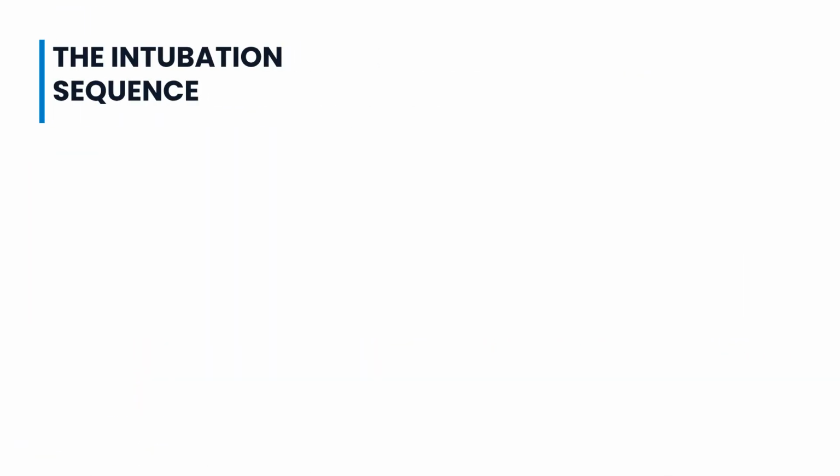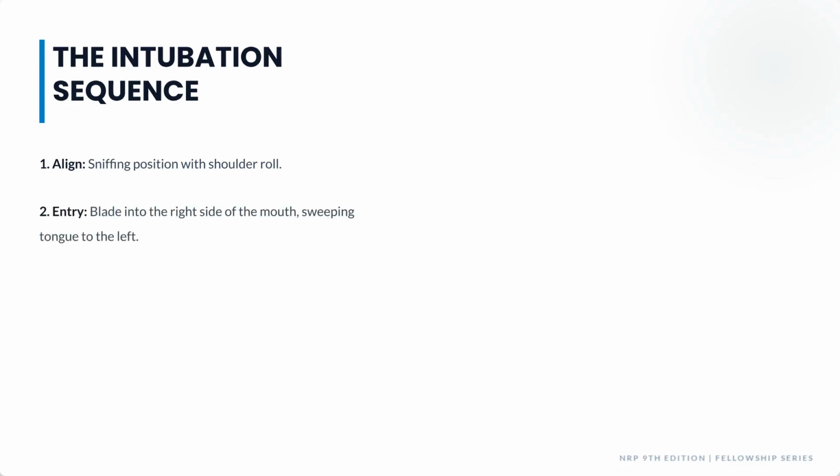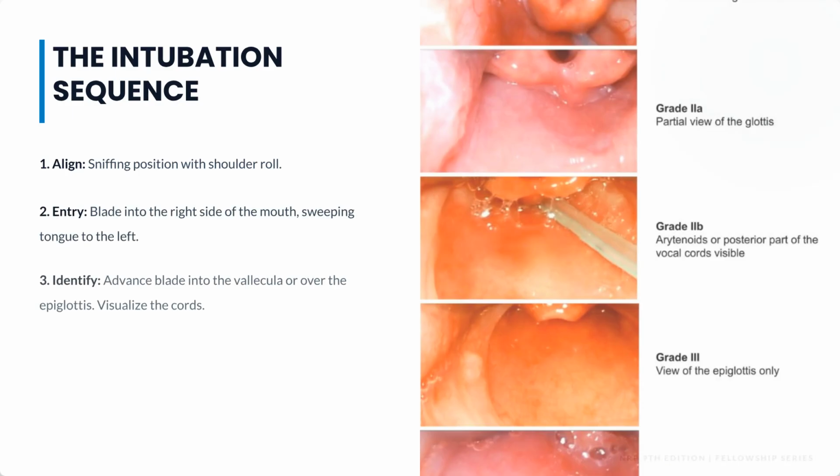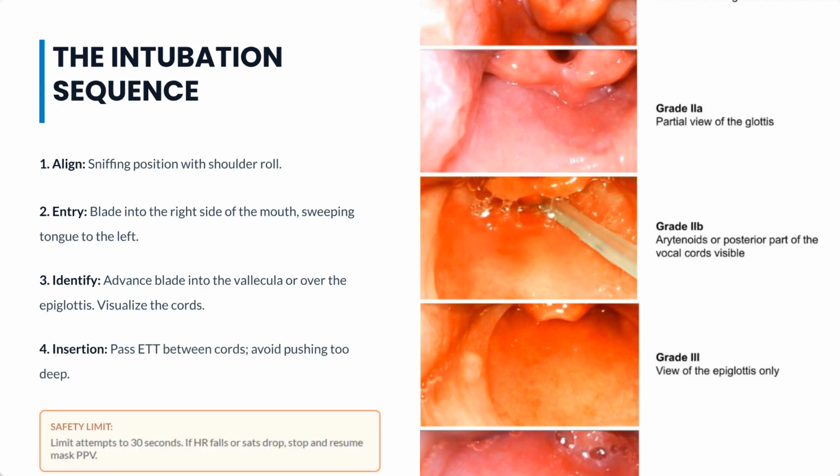The intubation sequence involves 4 steps. Align the infant in the sniffing position with a shoulder roll. Entry involves sweeping the blade to the left. Identify the vocal cords by advancing the blade. Insertion is the passing of the ETT between the cords, avoiding pushing too deep. Limit attempts to 30 seconds.